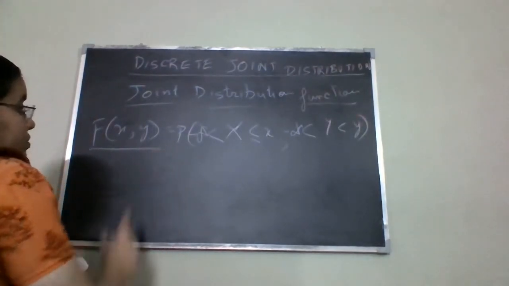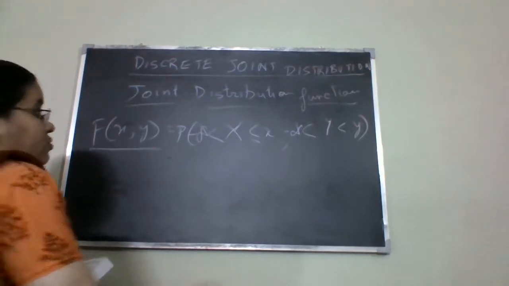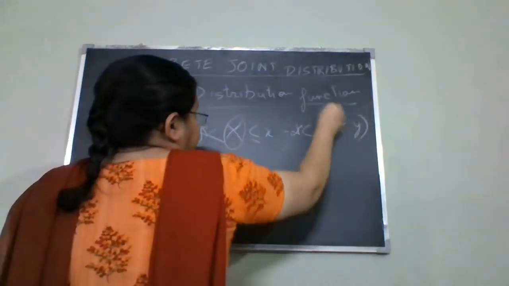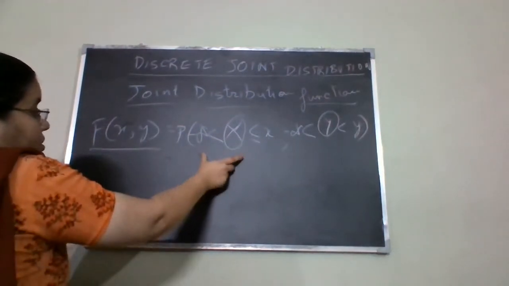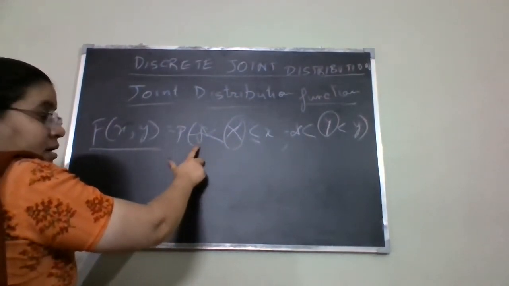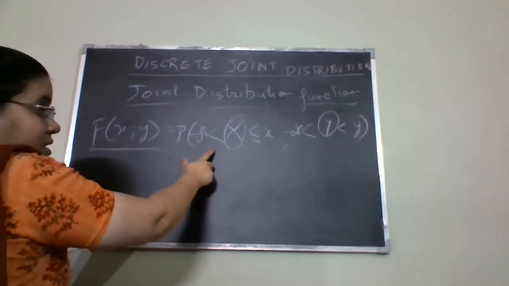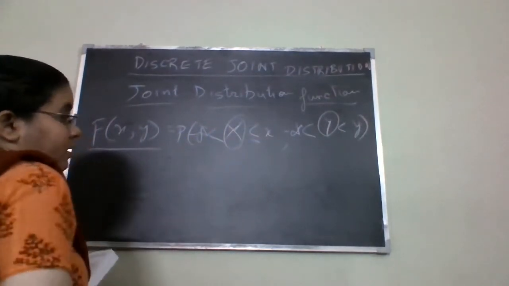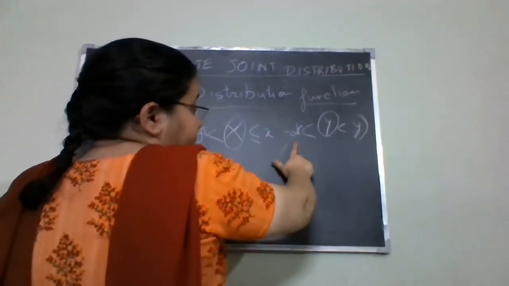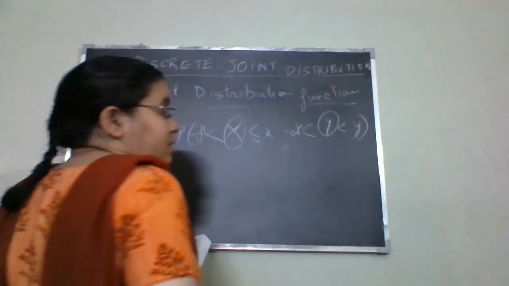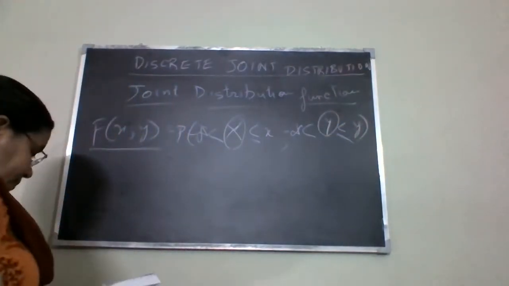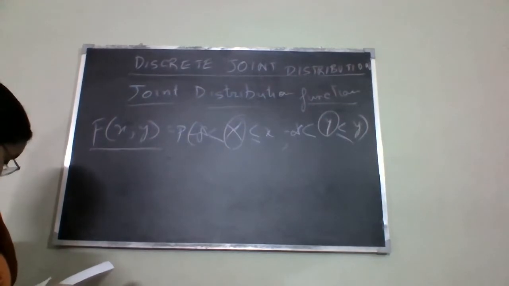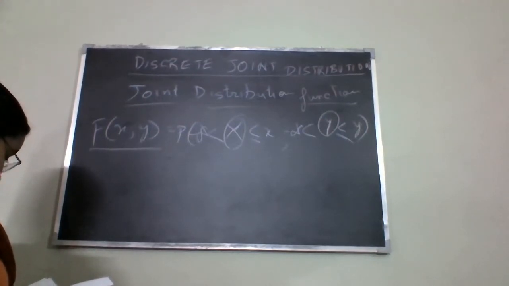I repeat it. F(x,y) is equal to F(x, y). This function is equal to probability of two terms. What are these two terms? I circle them, capital X and capital Y. So capital X is greater than, left hand bound is minus infinity and right hand side is small x. Okay, and capital Y, left hand bound is again minus infinity and right hand side is small y, less than equal to y. Okay, this is called as the joint distribution function or joint cumulative probability distribution of X and Y.